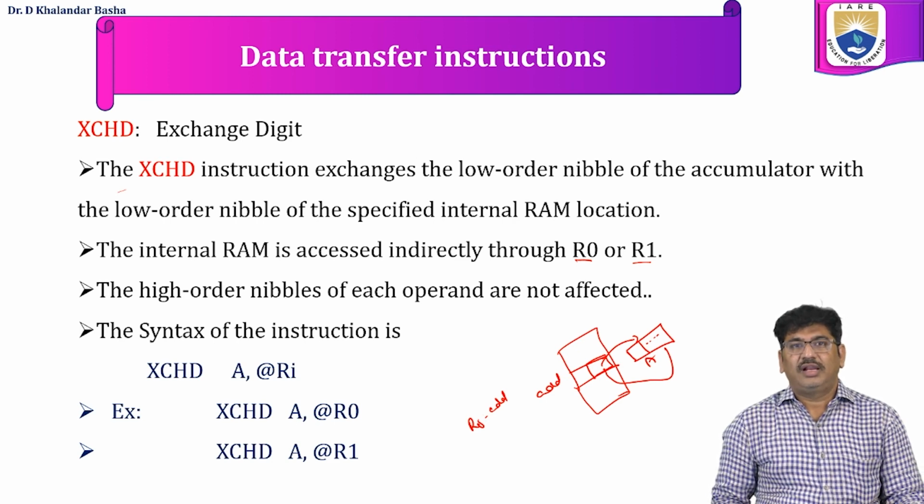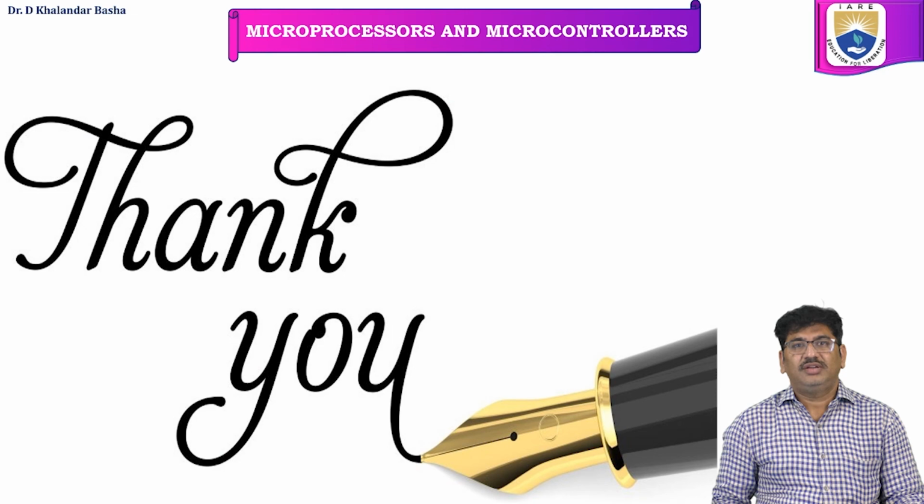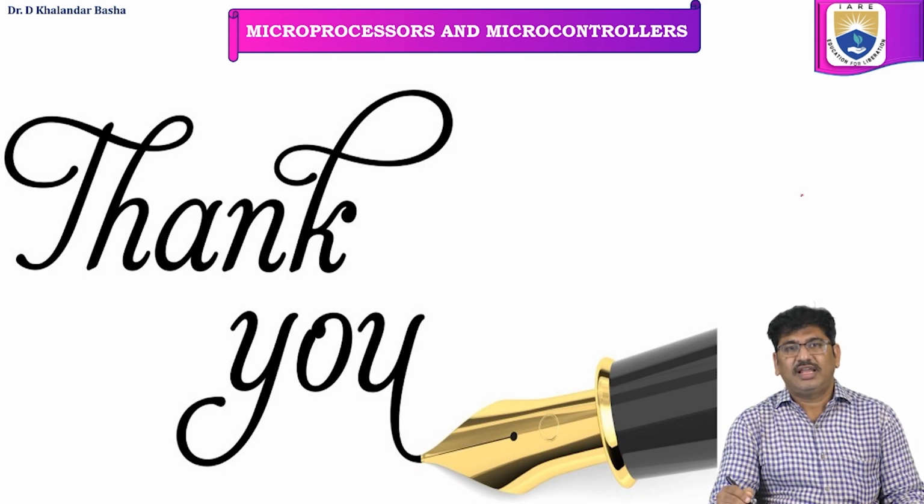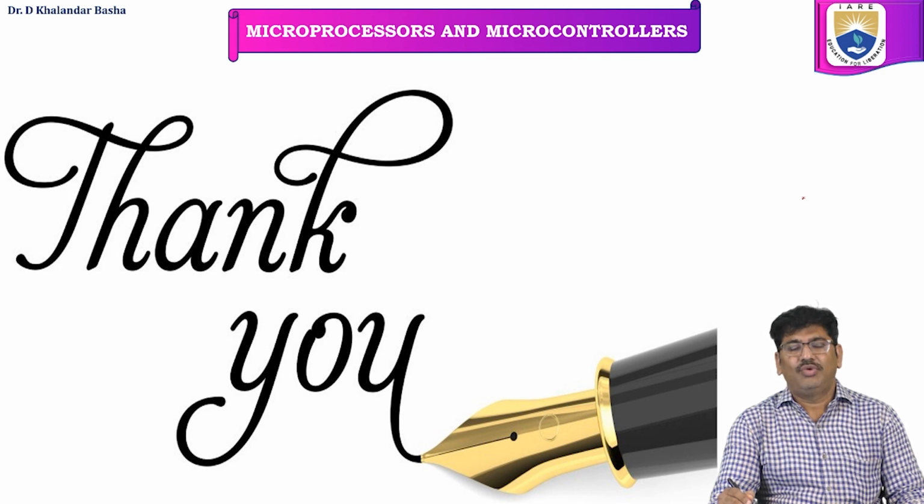With this, I'll conclude the data transfer instructions. The various data transfer instructions we have studied in this class are the move instruction, with 3 categories under it: move, move X and move Z. After that, we studied the push instruction, the pop instruction, the XCH instruction for exchange, and XCHD, which is for swapping the lower nibble of the accumulator and the memory location pointed to by R0 or R1.